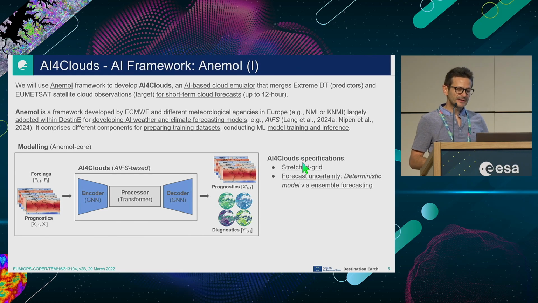And regarding uncertainty, we have considered different options, whether developing a stochastic model, but we are in contact with different meteorological agencies, and we learned that this kind of emulator is not mature enough. So we will develop a deterministic model and then provide uncertainty via ensemble forecasting.